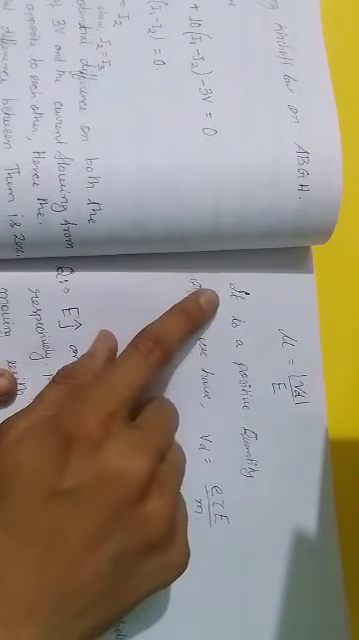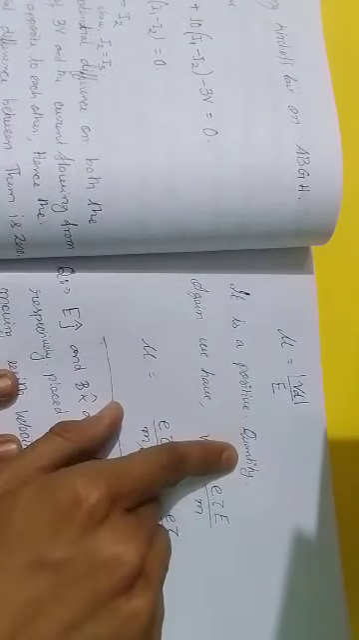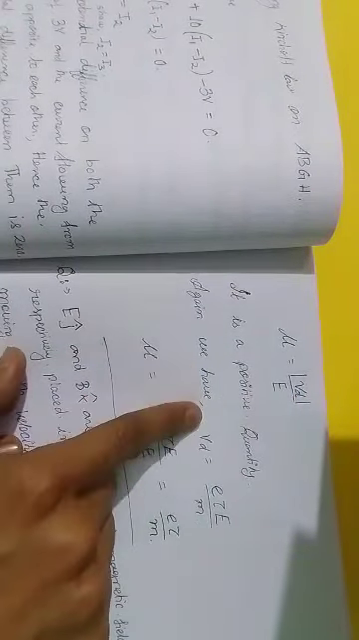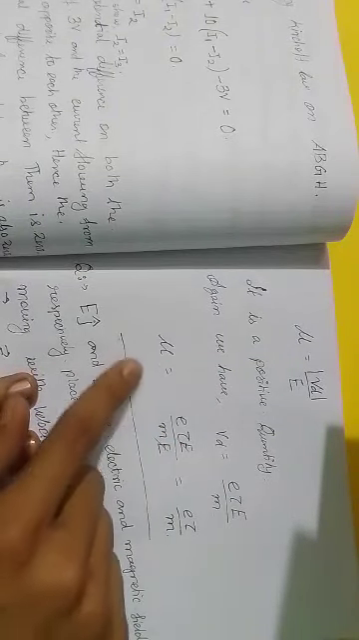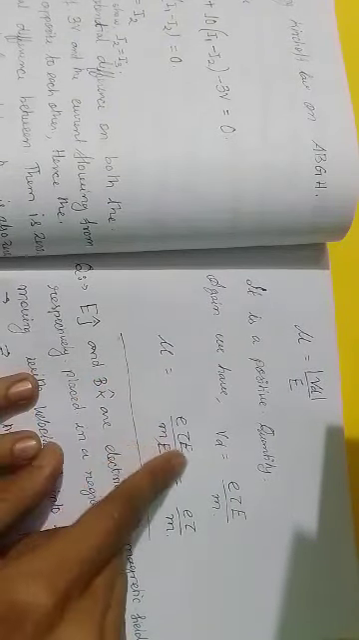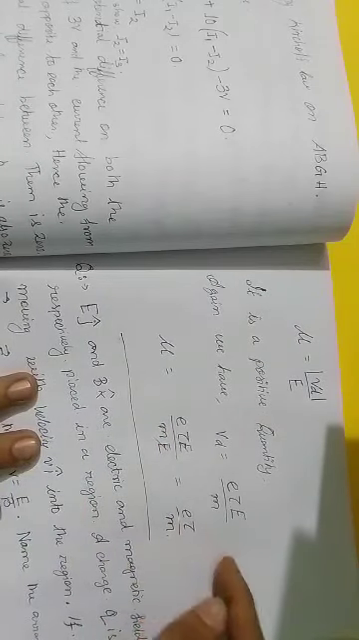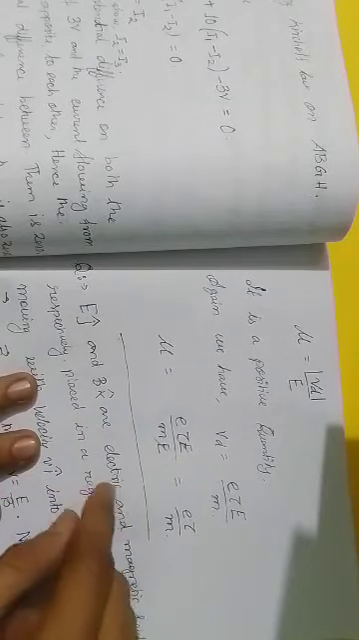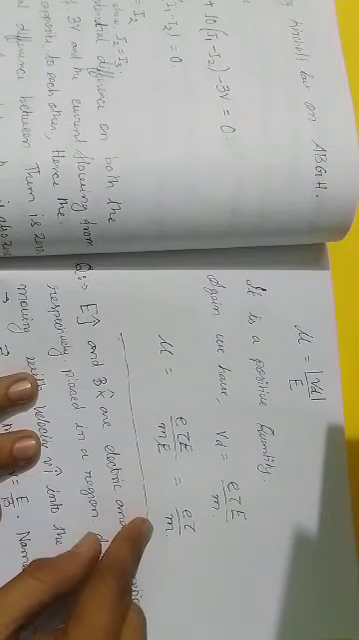Per unit electric field, so it is a positive quantity. Again we have vd equal to this, and we can write mu is equal to this divided by the electric field.